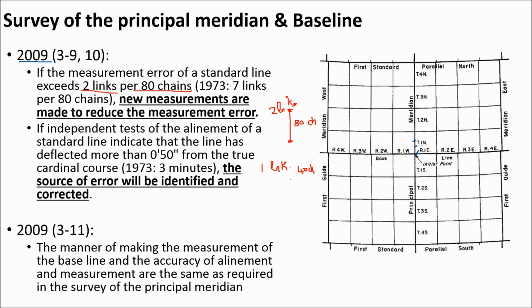So when you are resurveying the principal meridian, and the monuments are already set, you are going to subdivide the area here. You are going to create your townships. At any point, if the discrepancy is more than 2 links, then you have to resurvey.